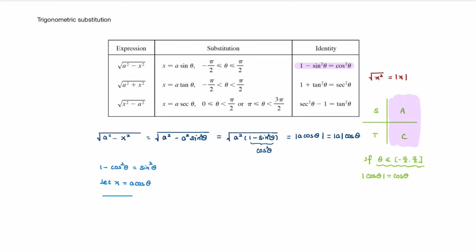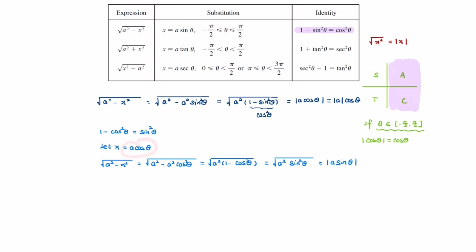Then in this case, the square root of a squared minus x squared becomes the square root of a squared minus a squared cosine theta squared, which becomes the square root of a squared times 1 minus cosine theta squared. In this case, I can change the 1 minus cosine theta squared to sine theta squared, so it becomes a squared sine theta squared. And of course, that's the absolute value of a sine theta. But in this case, if you choose this substitution, then we need to pick the region where sine theta is positive. So again, draw the graph.